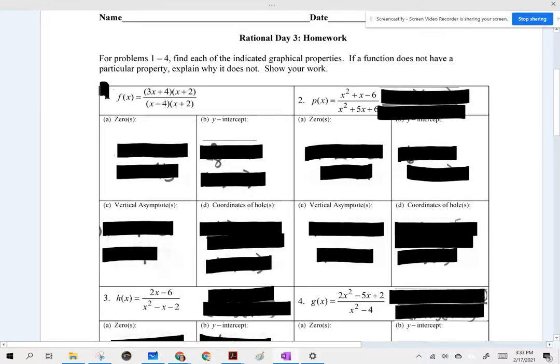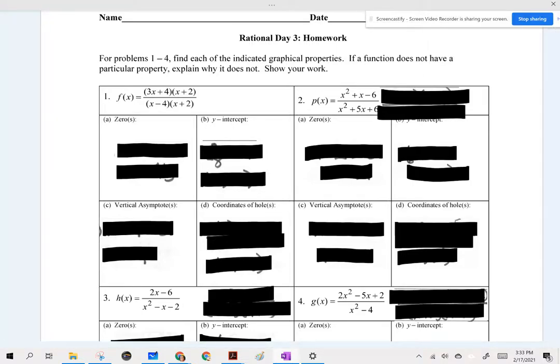All right, so on number 1, we are asked to find the zeros of the function. So before we do that, I'm going to have you answer the questions that follow for number 1 for A, B, C, and D.